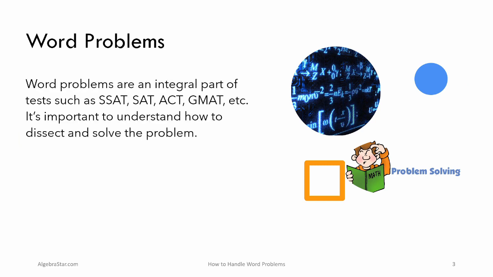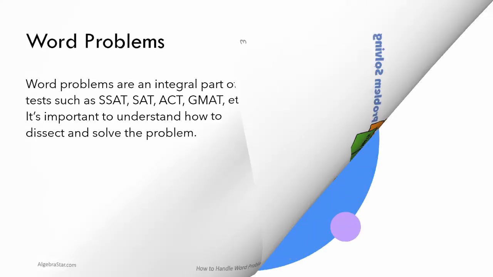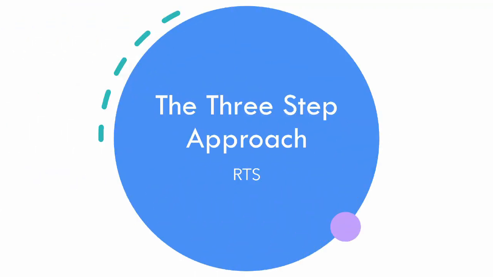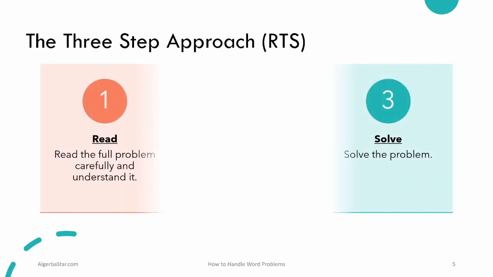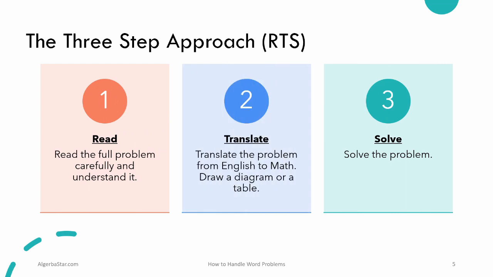Word problems are an essential part of so many tests such as SAT, ACT, etc. And that's why it's really important to understand and dissect to solve the problem so that you can score higher. And that's why I came up with the three-step approach, RTS. RTS stands for Read, Translate, and Solve.